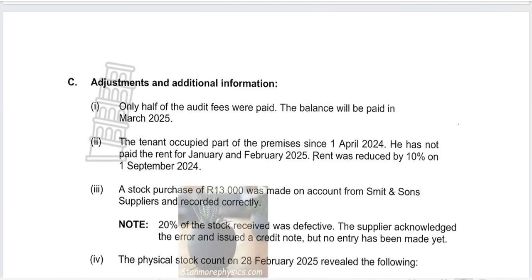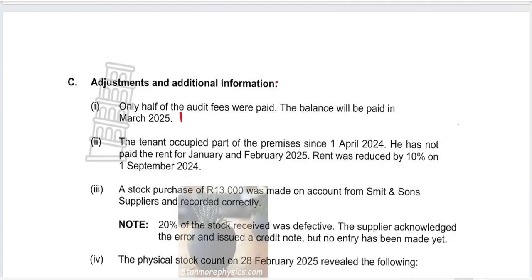Now let's go to our adjustment. Additional information. It is an additional information. Only half of the audit fees were paid. The balance will be paid on March 2025. They say only half of the audit fees were paid. The remaining amount will be paid on what? On March 2025. Do you get me? So it means that since we are going to pay it on March 2025, we're gonna go and record the amount under what? Under trade and other payable. We still have to pay it.